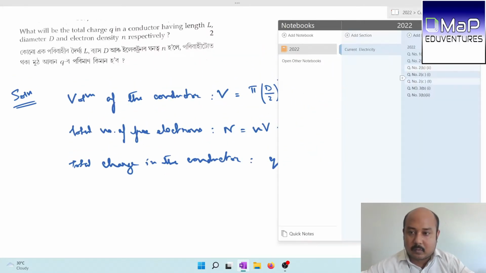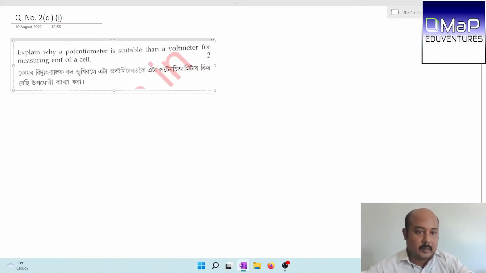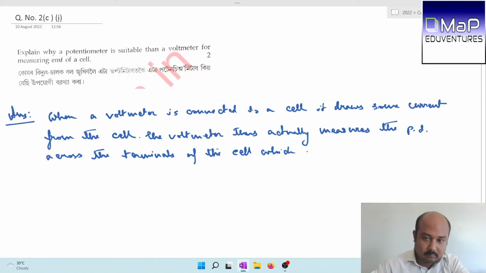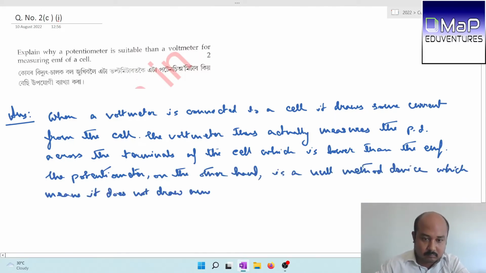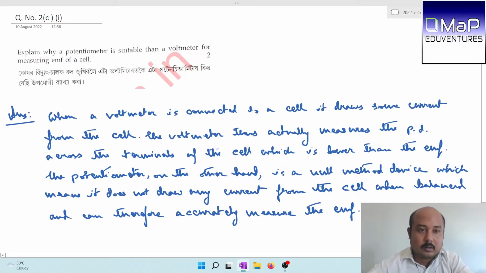Then we move on to question number 2c1. The first part of 2c is an explanation, where I will write one answer. Actually there is no derivation or mathematics here, which is the reason I mentioned. Okay, so the question was: explain why potentiometer is more suitable than a voltmeter for measuring EMF of a cell.